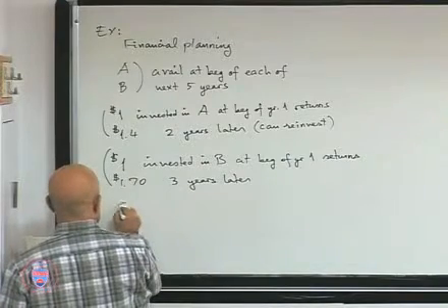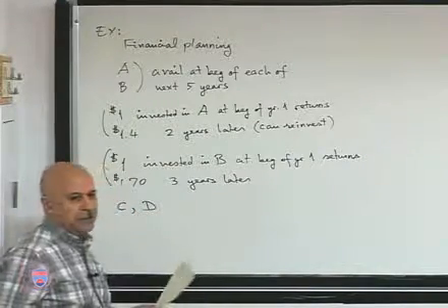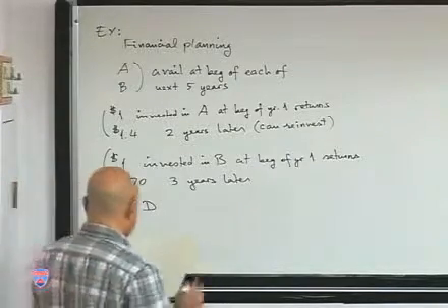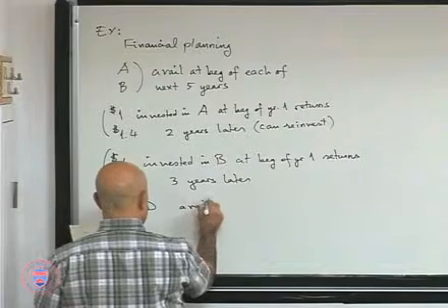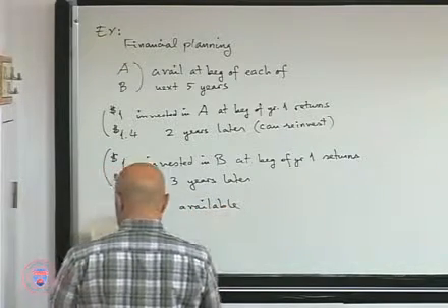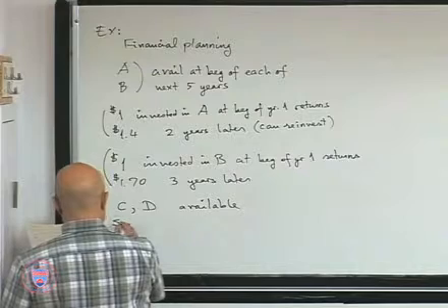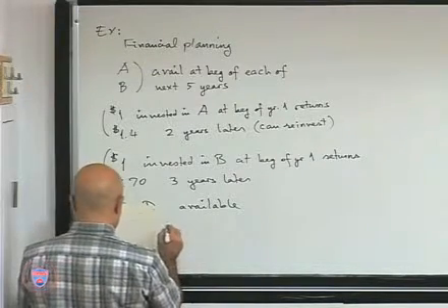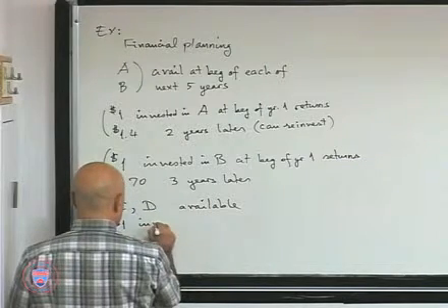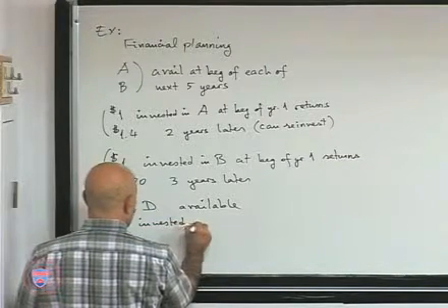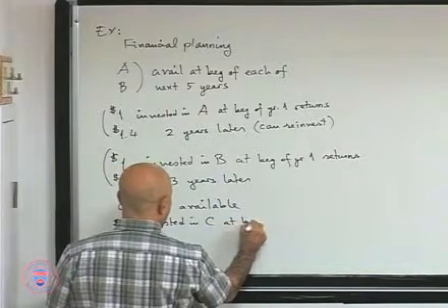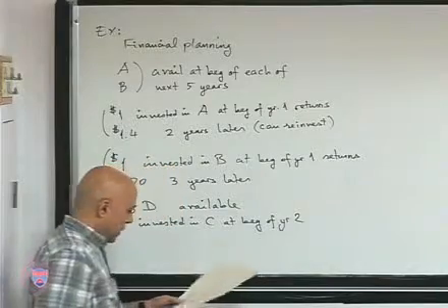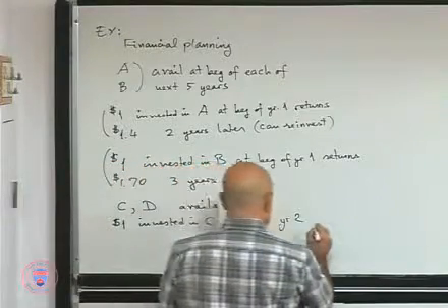Okay. And money-making activities C and D also become available later. $1 invested in C at the beginning of year 2 returns 190.